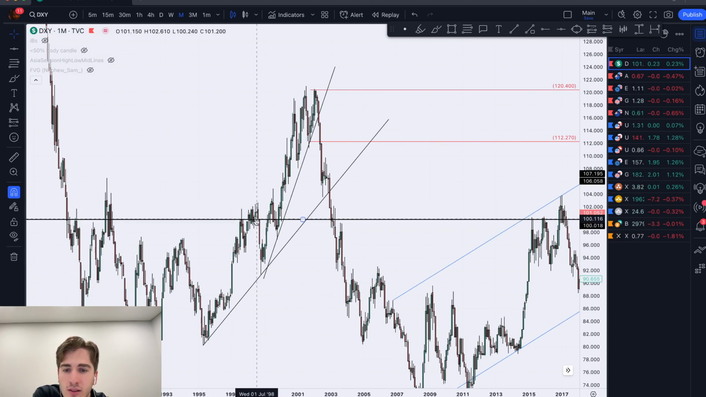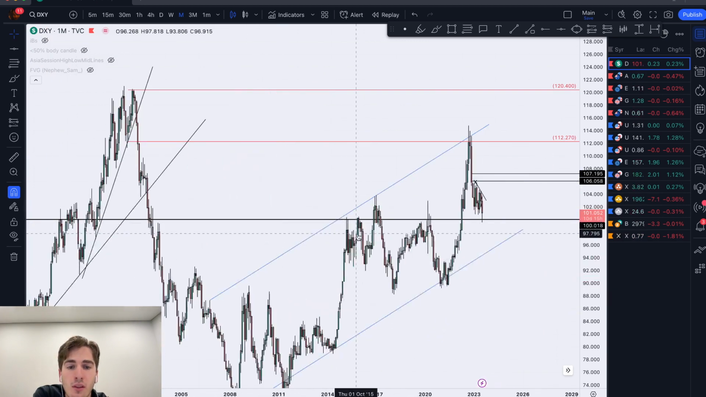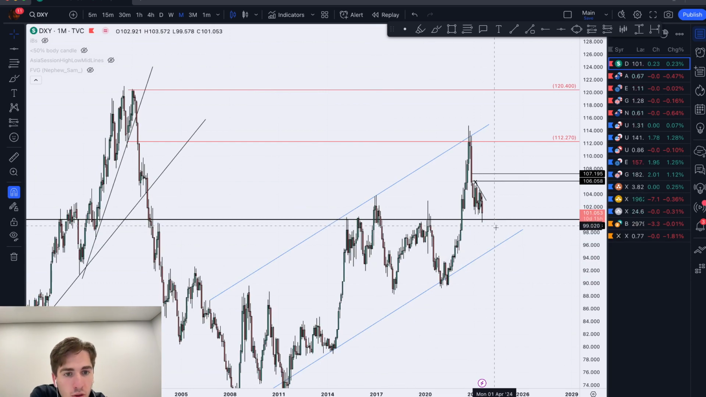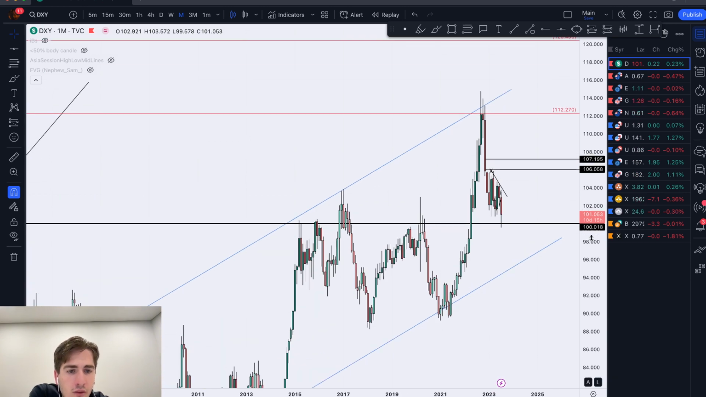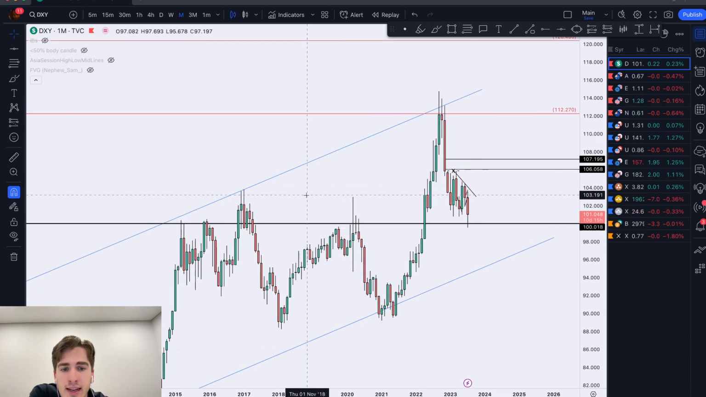been resistance, support, resistance, and once again support. So yeah, that's the reason why the dollar index has been reacting in the way that it has.